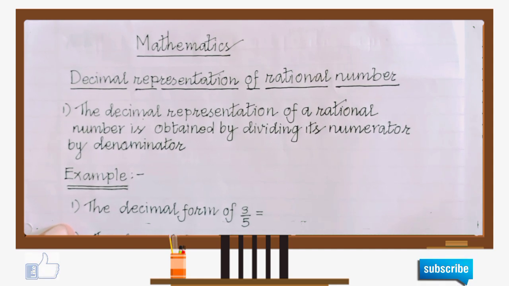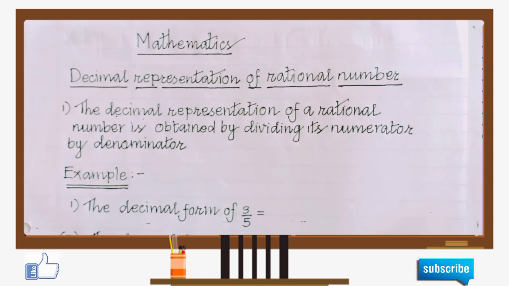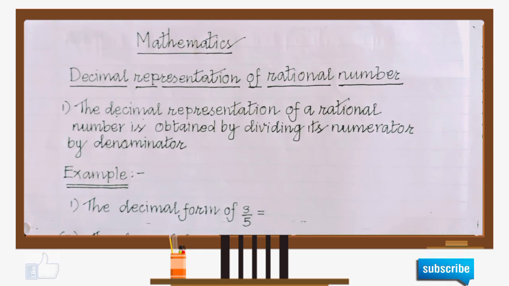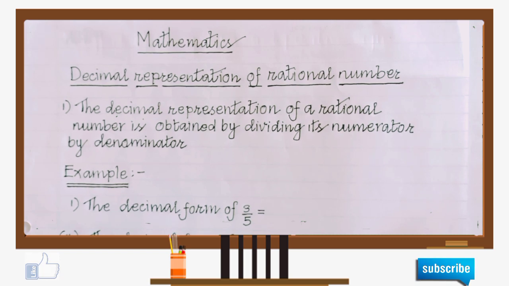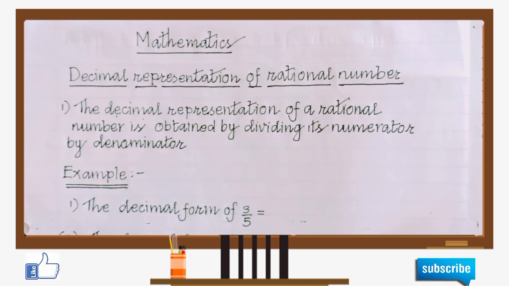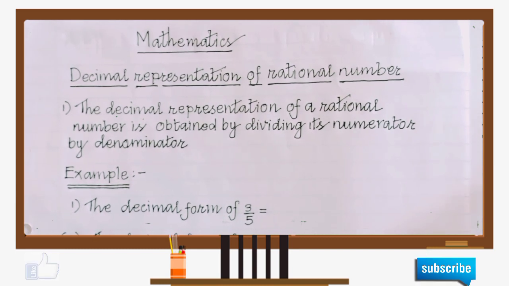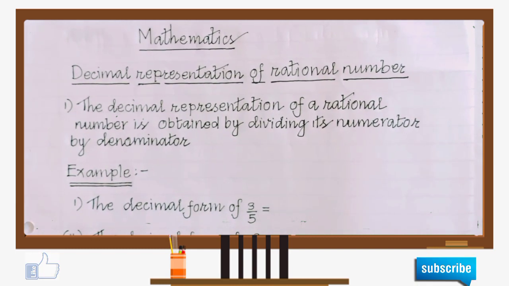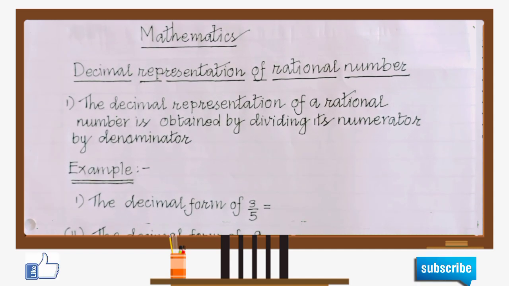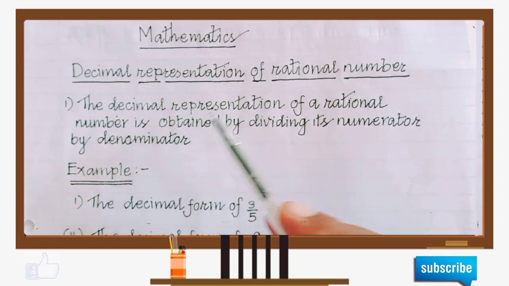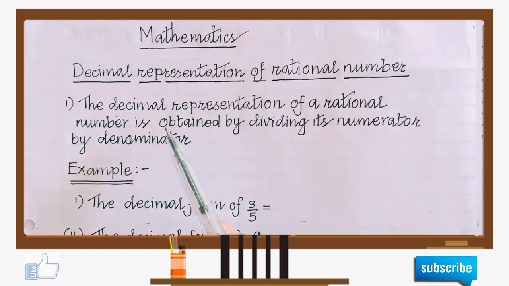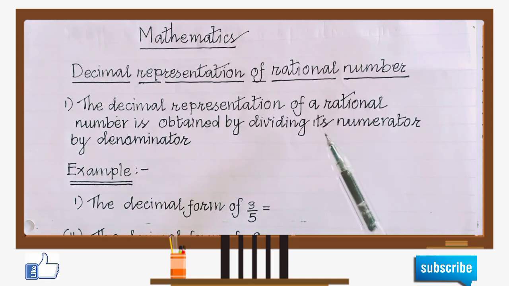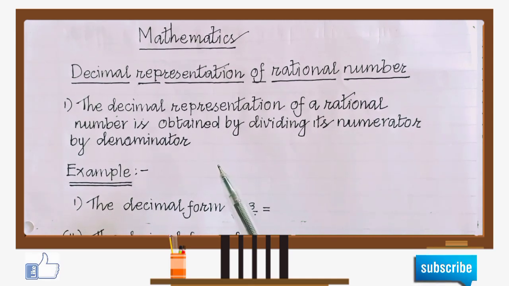Namaste friends. Today our topic is decimal representation of a rational number. Rational number की जो डेफिनेशन है जो हमने पहले ही देखी है। Now in some cases we get some type of decimal fraction, just as decimal representation of a rational number is obtained by dividing its numerator by denominator.